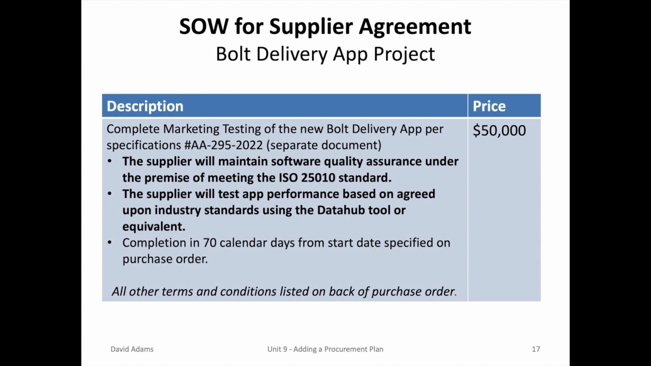Rather, you want to have a very detailed statement of work, SOW, for the supplier agreement, like in our case with the Bolt Delivery App project. You can see the specific specifications that were called out and the 2 points from our risk assessment, the software quality assurance and the testing performance, as well as completion in 70 calendar days from the start date specified on the purchase order, and on the back of the document, other terms and conditions for payment and delivery.